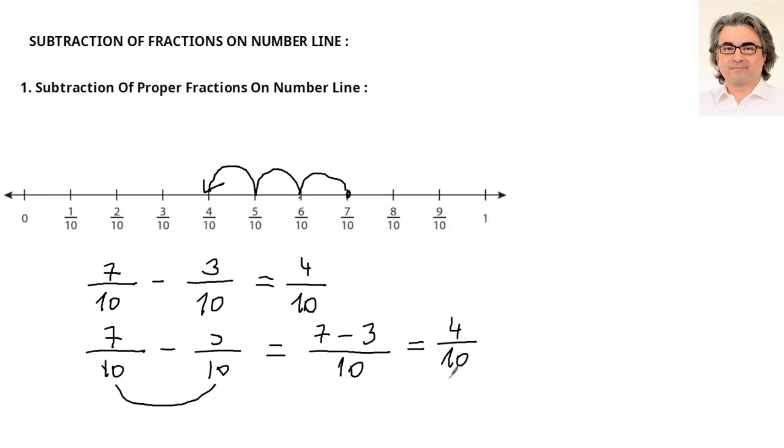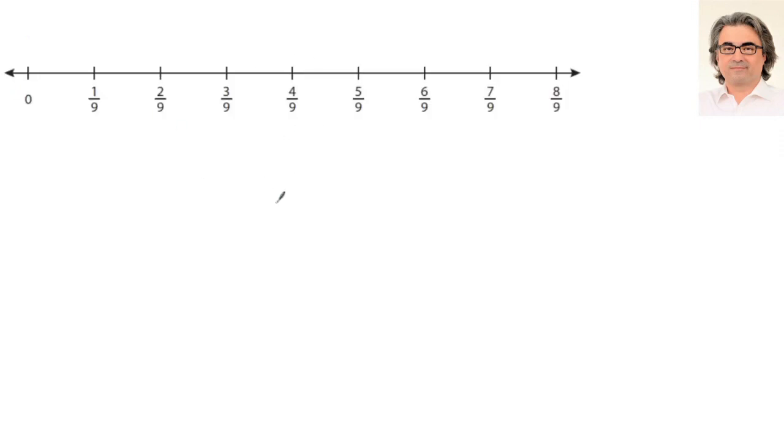Sorry, 4 over 10. Now we may make a simplification here between 4 and 10. Both are divisible by 2. If you divide 4 by 2, you will get 2. If you divide 10 by 2, you will get 5. So in simplest form, my result is 2 over 5. Now let's continue with the next page. And on the next page, there is another number line and another example.